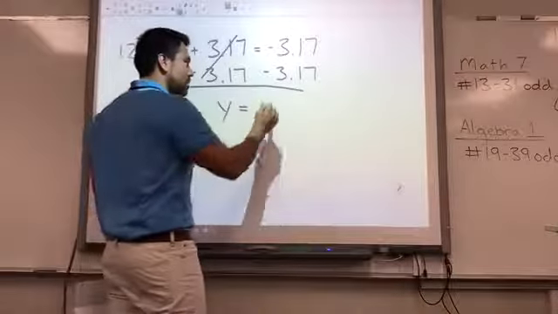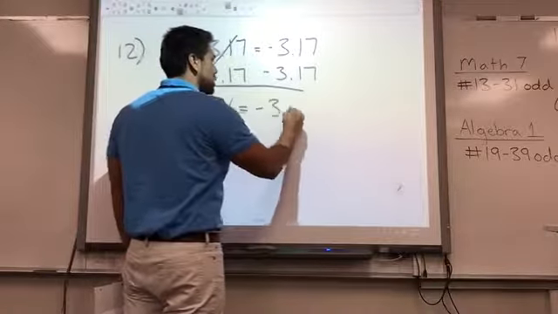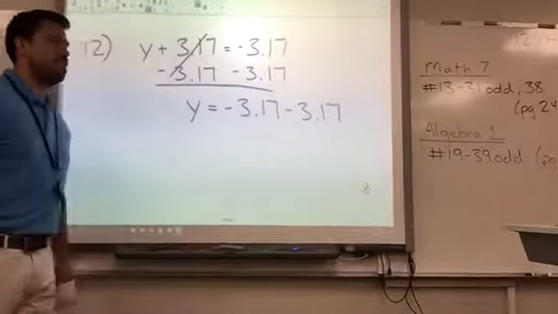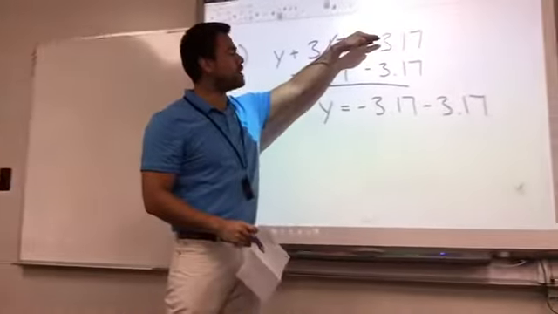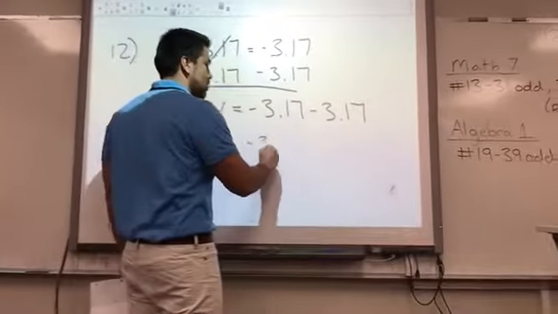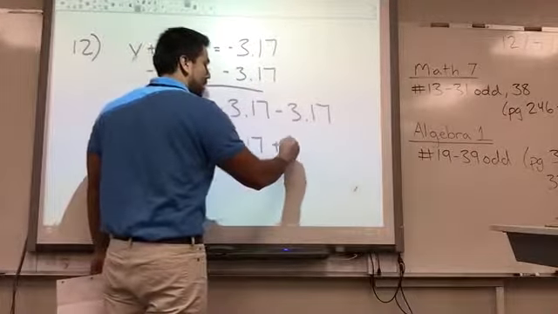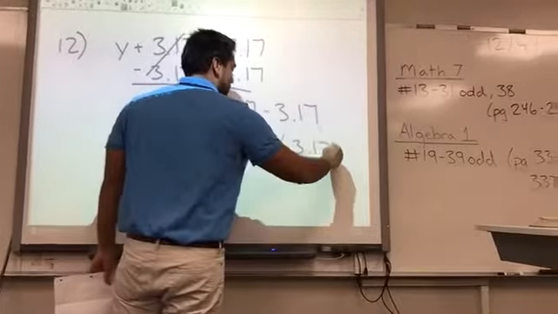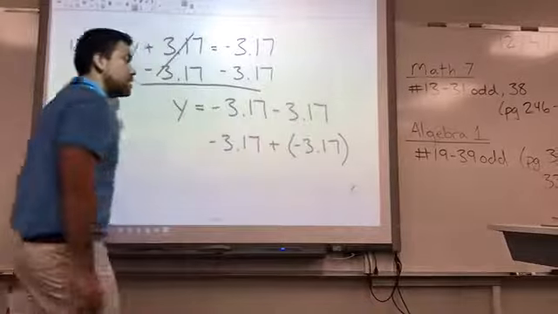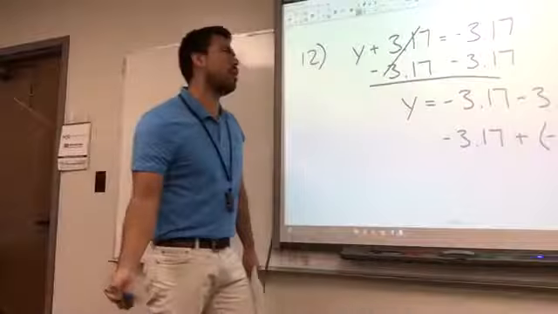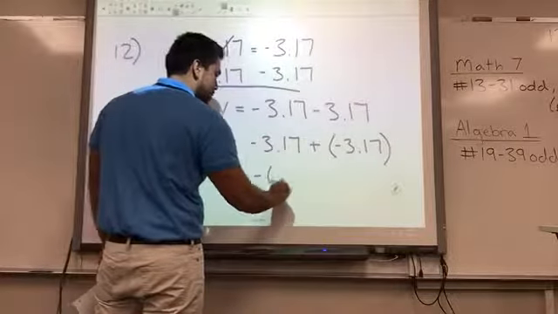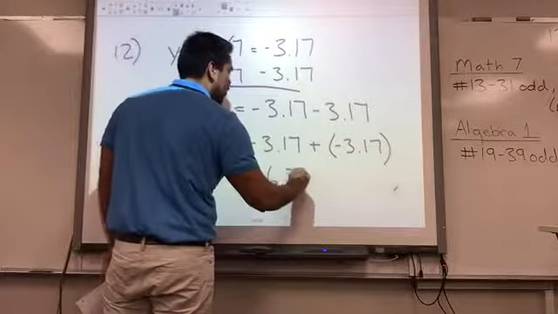No, it is not 0. Because if I wrote this out horizontally, it would be this problem, right? So it'd be negative 3.17 minus 3.17, which is the same thing as negative 3.17 plus negative 3.17, right? Stay, change, opposite. So then I realized, oh man, this is actually negative 6.34. Thank you.